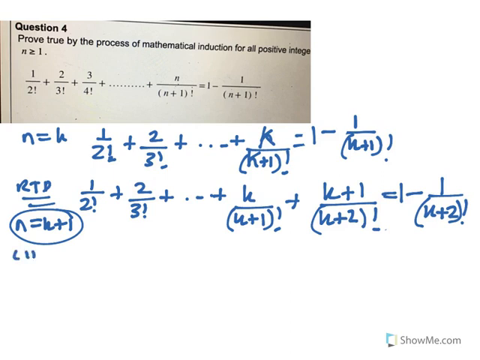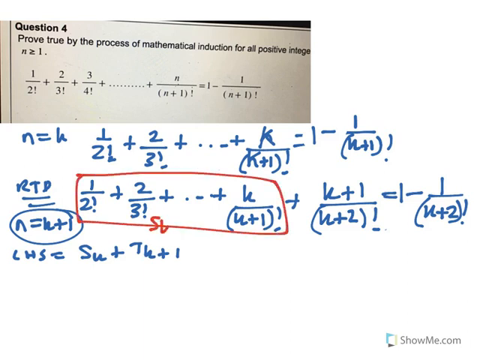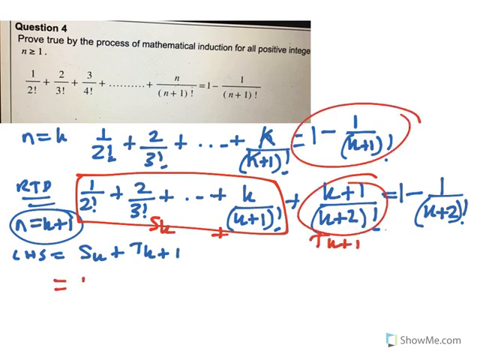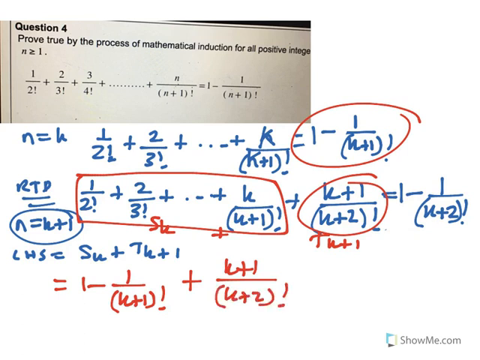Okay, so the left-hand side is the sum to k plus t k plus 1. The sum to k is represented by that. That's the sum to k. And the t k plus 1 is that one. So in place of the sum to k, we're going to put 1 minus 1 over k plus 1 factorial plus k plus 1 on k plus 2 factorial. So we want to make that equal our prize, which is on this side.